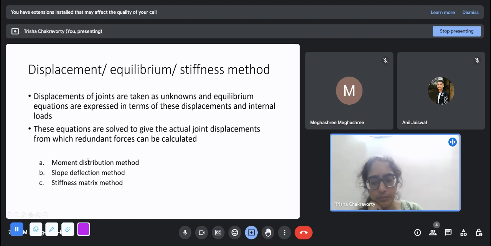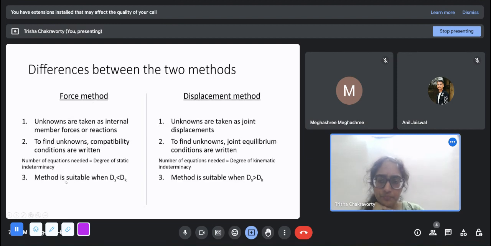And there is the moment distribution method, slope deflection method, and the stiffness matrix method. All three of these are very important for this course, and weeks 10, 11, and 12 cover each of these methods. I think slope deflection is in week 10, week 11 covers moment distribution, and the final week is the stiffness matrix method. These are the summarized differences between the two approaches.